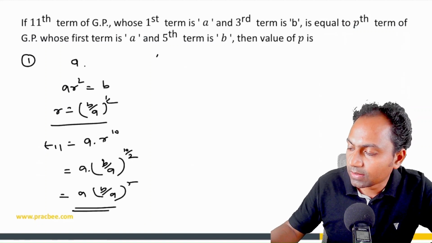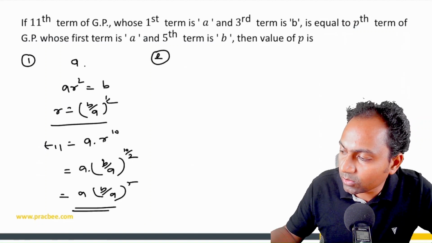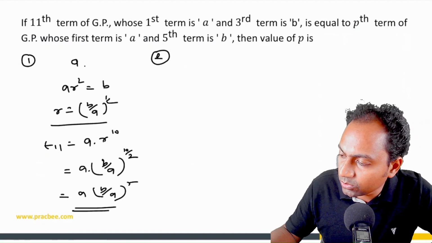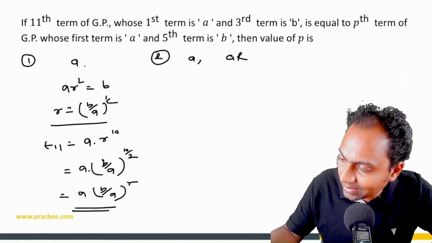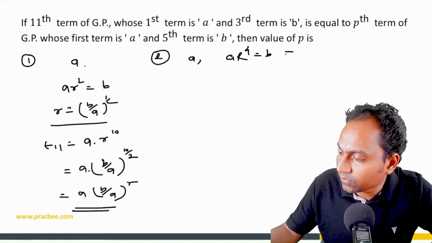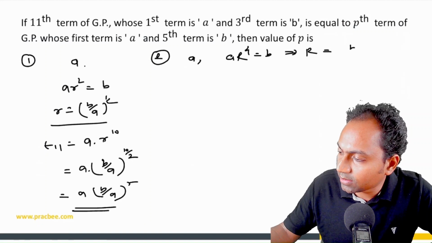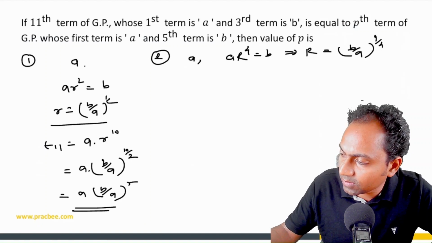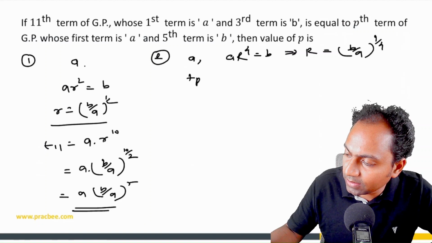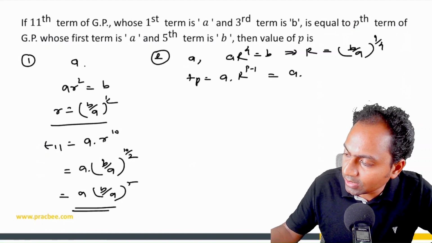This we are getting. In the second part of the question, they are talking about the pth term of a GP whose first term is a and fifth term, which is a r raised to the power 4, is b. So from here, if you want the value of r, it comes out to b by a raised to the power 1 by 4. And if I write the pth term, it is nothing but a r raised to the power p minus 1.